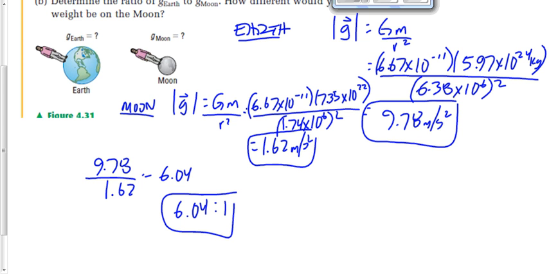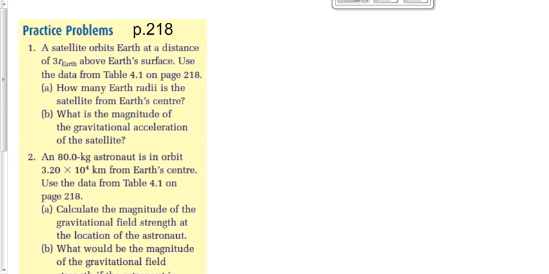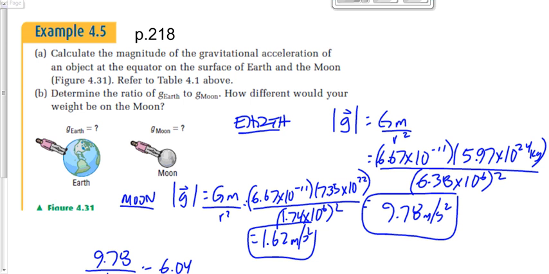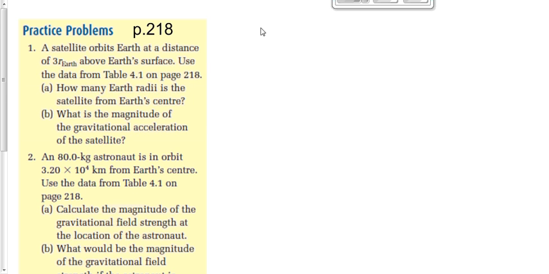All right, since we're masters of this example, let's take a look at the questions that go along with that on page 218. Just have a quick look at question number 1. I just want to point something out. Question number 1 says a satellite orbits Earth at a distance of 3 times the radius of the Earth, 3 RE. What does that mean?